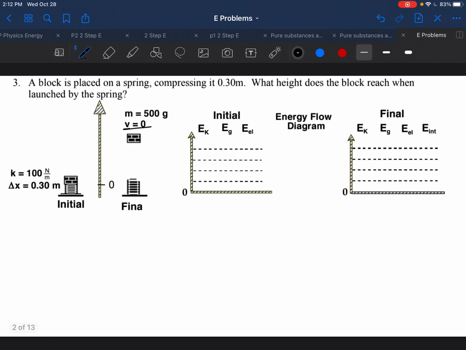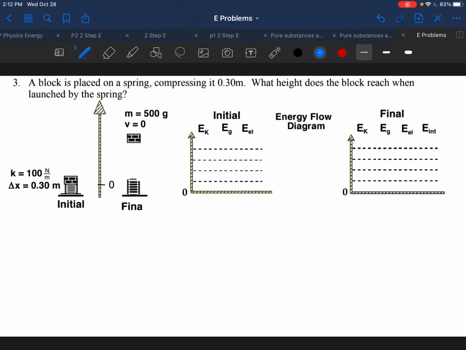Now, number 3. We have a block placed on a spring, compressed 0.3 meters. What height does the block reach when it is launched by the spring? So no friction here, that's clearly stated, so I'm not going to worry about having to deal with anything stored as internal energy or any changes in internal energy.